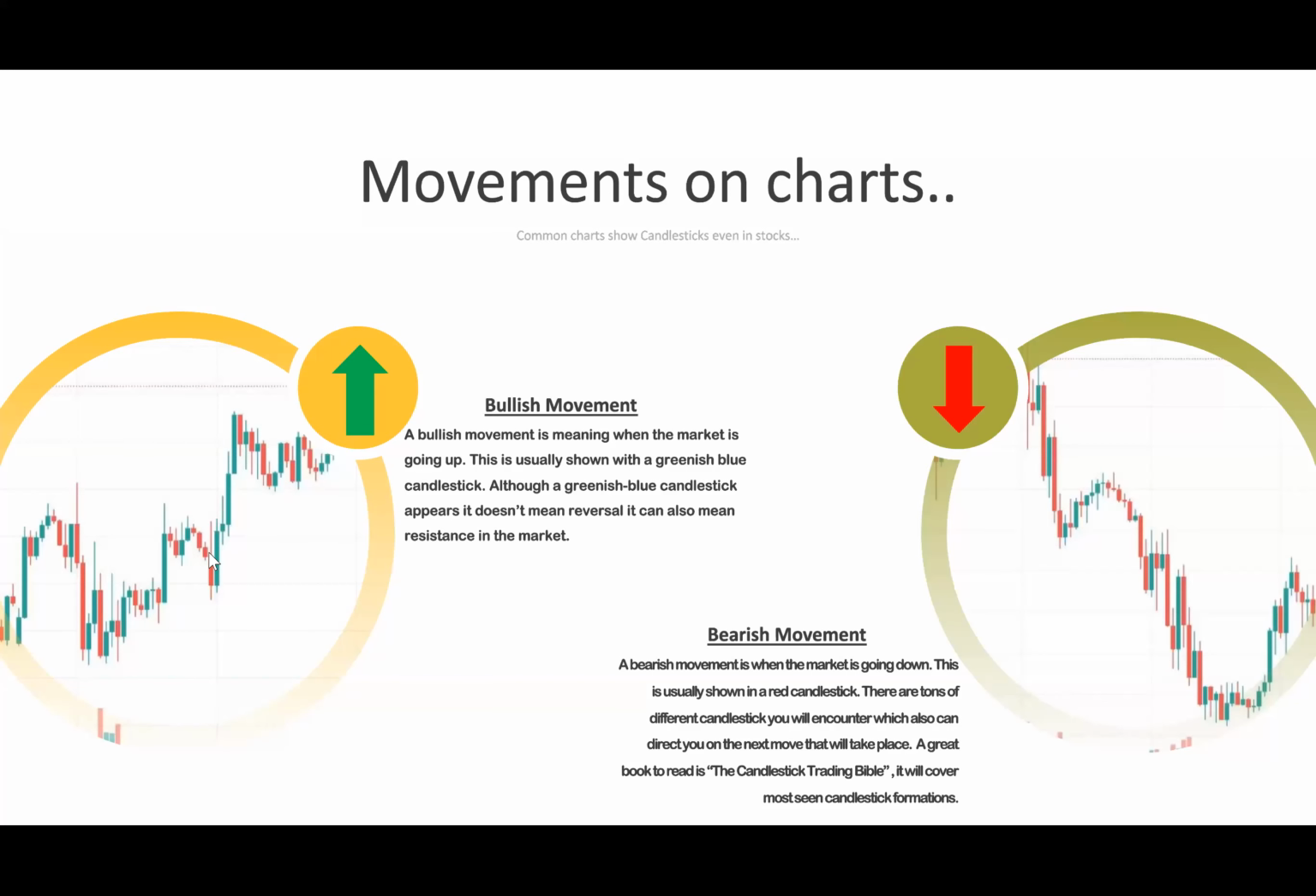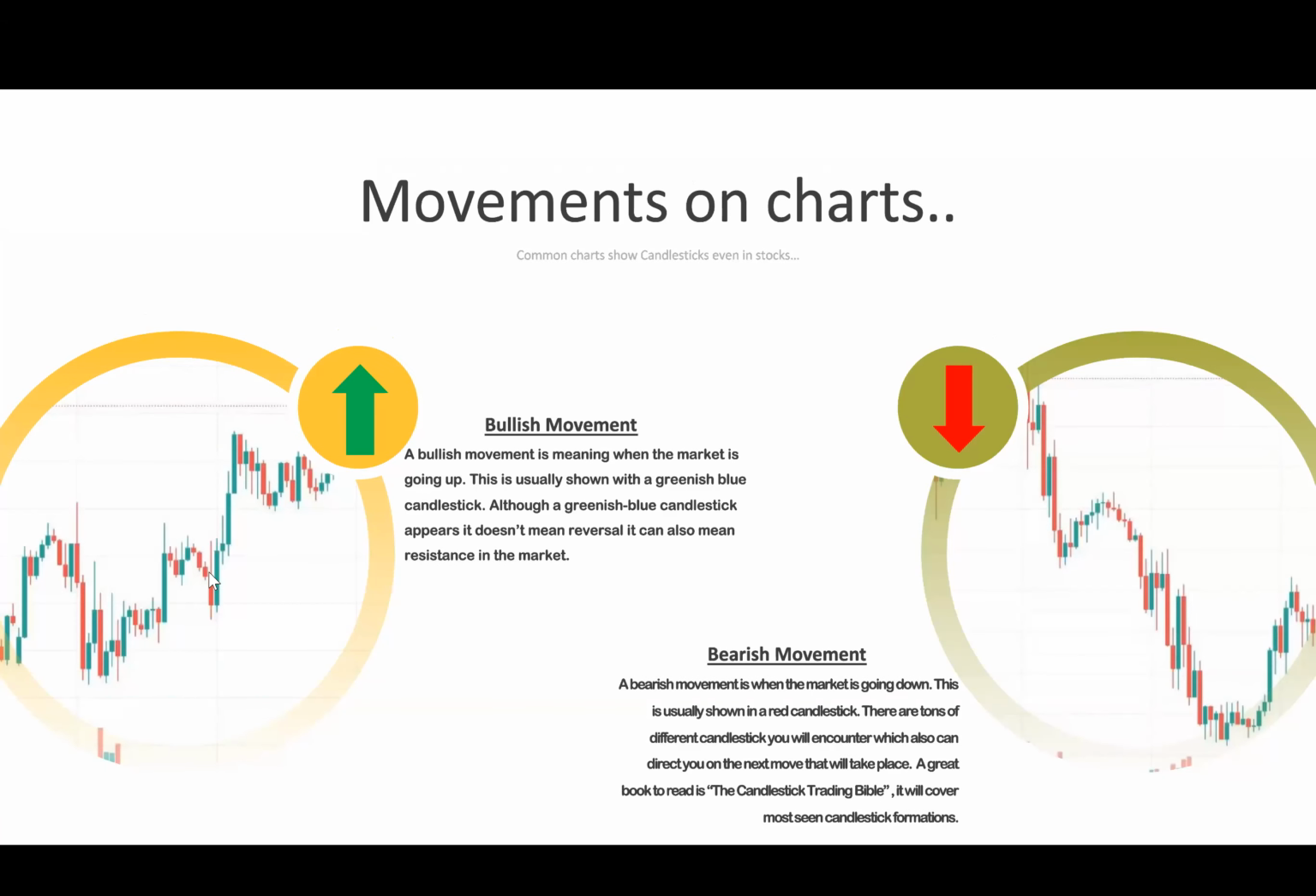All right, movements on the chart. We have two different types of movements. You have your bullish movement. Bullish movement means when the market is going up. This is usually shown with a greenish blue candlestick. Although a greenish blue candlestick appears, it doesn't mean reversal. It can also mean resistance in the market.